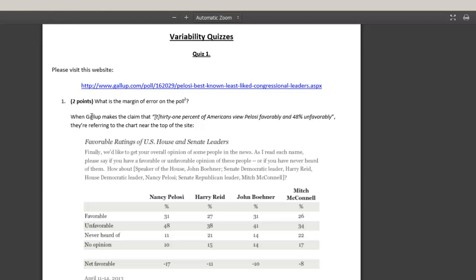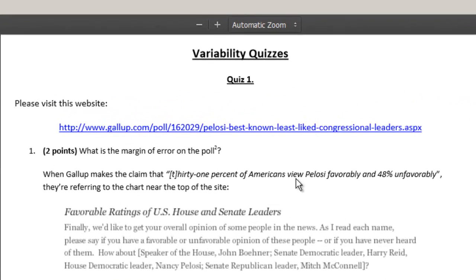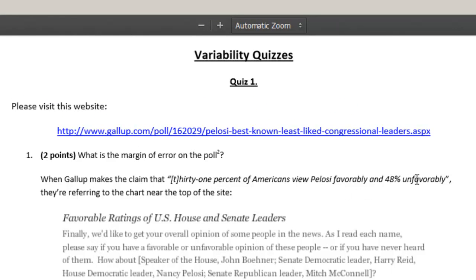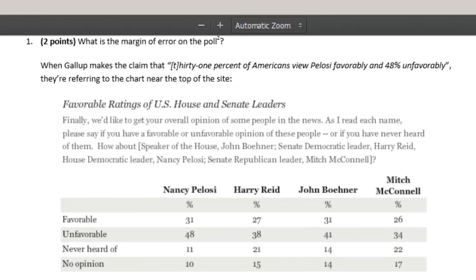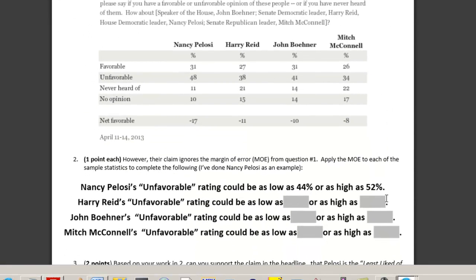So let's see. When Gallup makes the claim 31% of Americans view Pelosi favorably and 48% unfavorably, they actually don't really mean that. They mean those percentages plus or minus the margins of error. So down here, I have you guys plugging and chugging that 4% in with the actual sample statistics. Take a look. I gave you Nancy Pelosi's unfavorable rating. They say it's 48%, but you know you have to add and subtract 4% from that to give a range of values. So it might be as low as 44% or as high as 52%. 44 is 48 minus 4, and 52 is 48 plus 4.